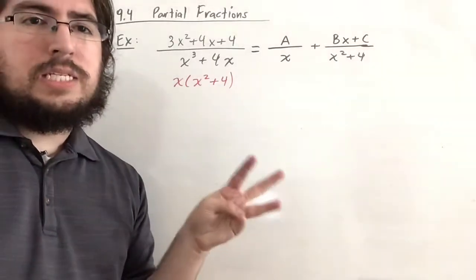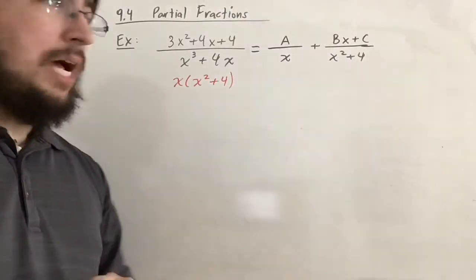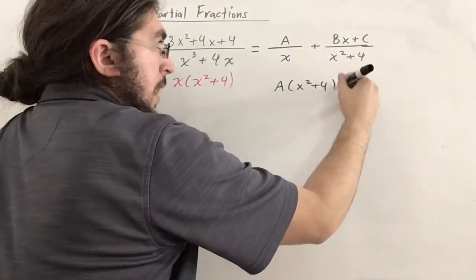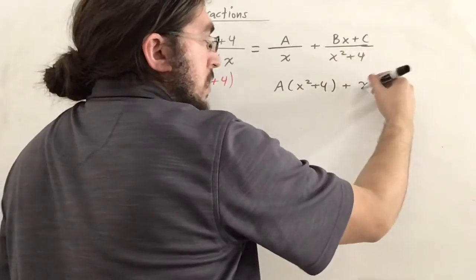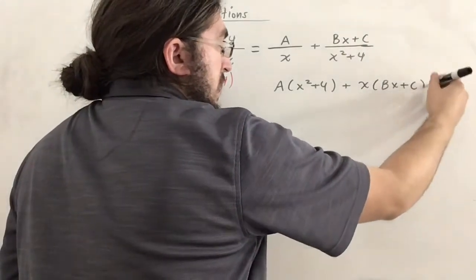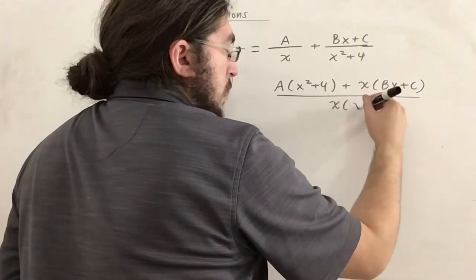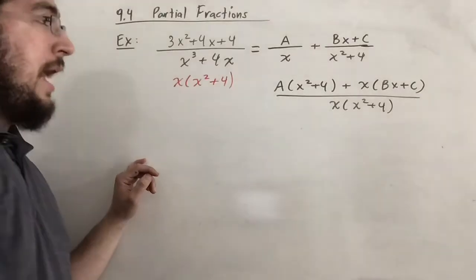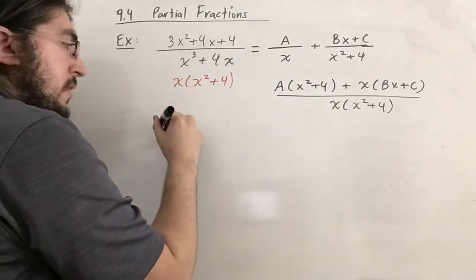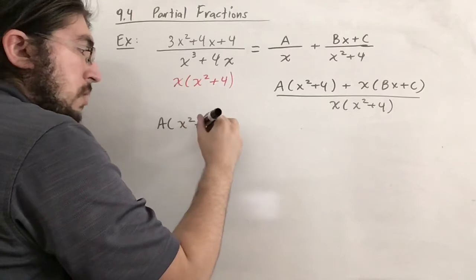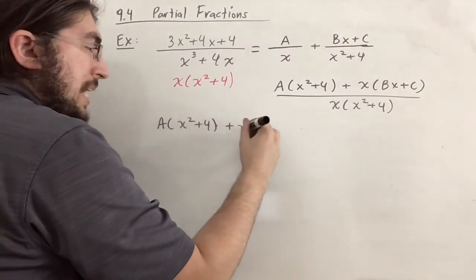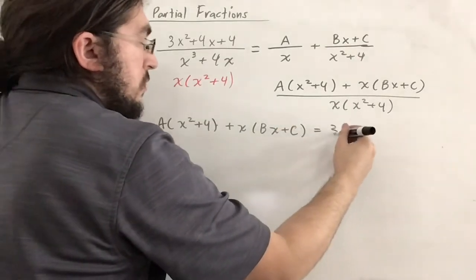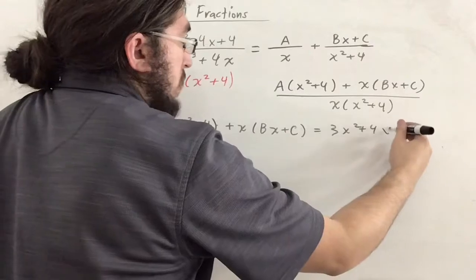So really, we've seen 3 setups so far. So now let's actually solve this out. I'm going to multiply a by x squared plus 4. I'm going to multiply bx plus c by x. This is going to be all over the common denominator, x times the quantity x squared plus 4, which is, of course, the original denominator, just factored. And that means this must be equal to the original numerator. So we have this equation, a times x squared plus 4 plus x times bx plus c is equal to 3x squared plus 4x plus 4.